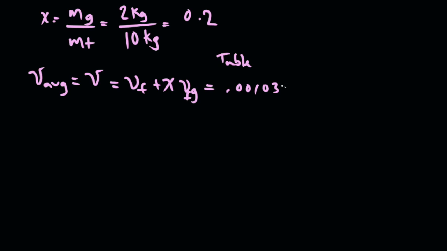Let me see. Yeah, no, sorry, 1036. And we know plus the quality, which is 0.2, times now V sub fg. Well, that's V sub g minus V sub f, which is equal to 2.3593 minus 0.001036.